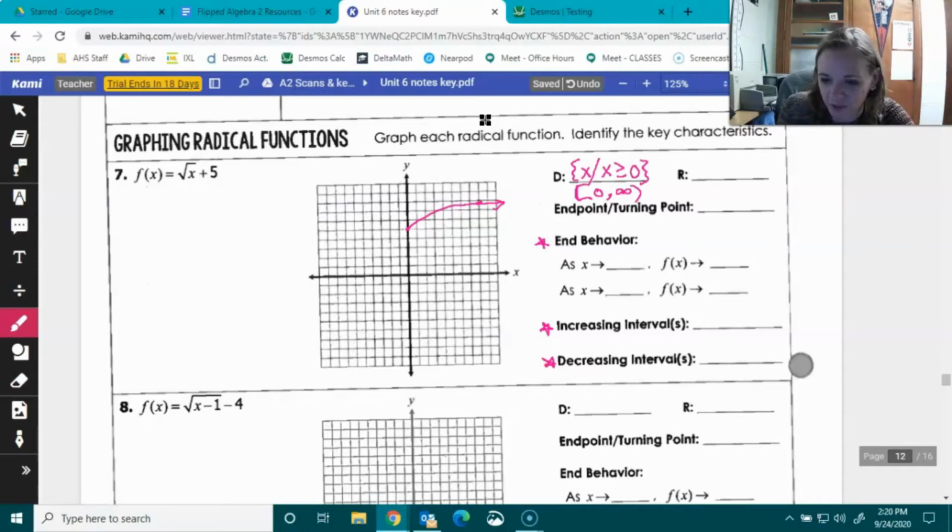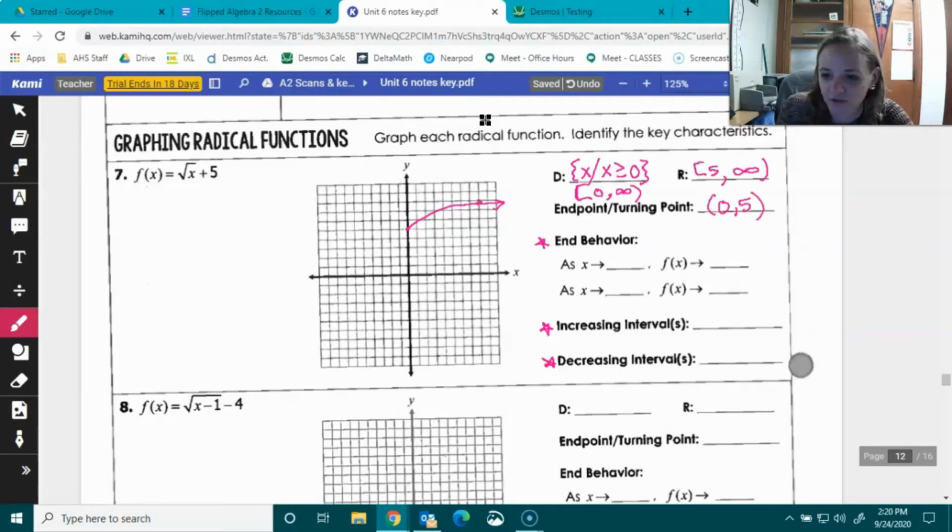Now my range, my lowest point on my y is right here. I don't have any values below this. So what value is this for my y's? So I base that on the y-axis and it's 5. So I'm equal to 5, but it increases after that, so it's everything above 5 as well. So infinity. Alright, endpoint is, of course, at 0, 5. We already established that.